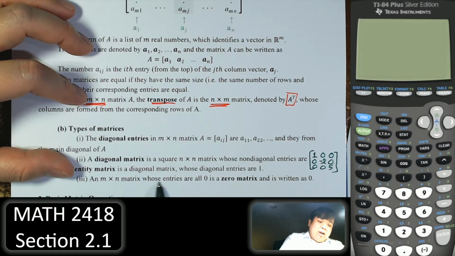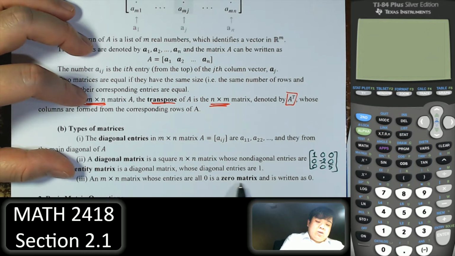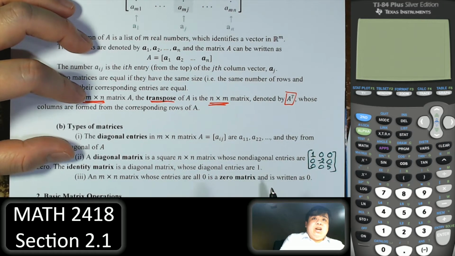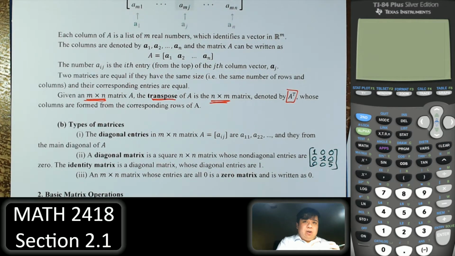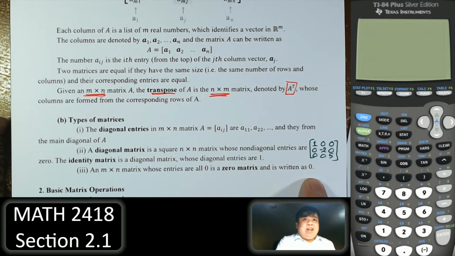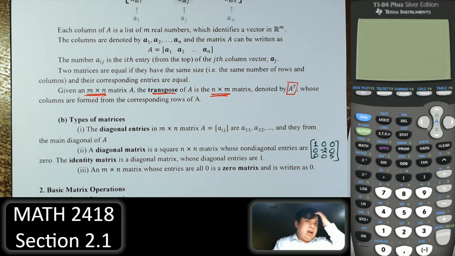An m by n matrix whose entries are all 0 is called a zero matrix. For the zero matrix, we just write 0, because we have the 0, the 0 vector, and the 0 matrix. There's no special character for that.